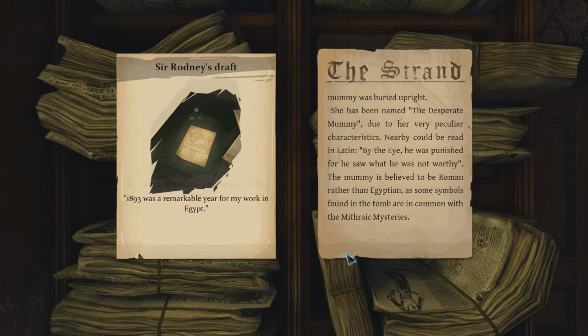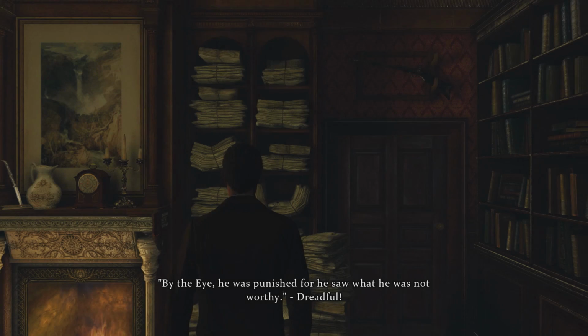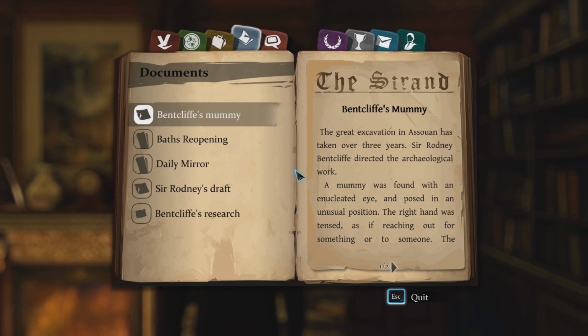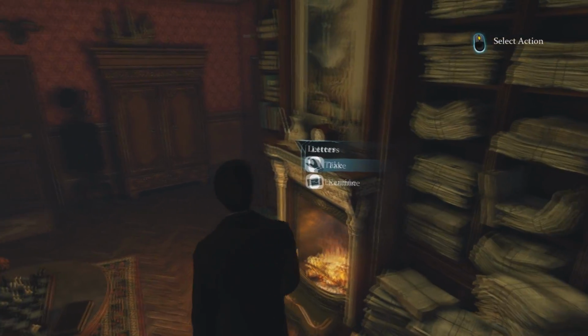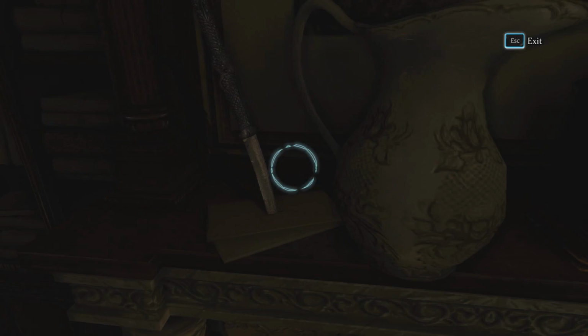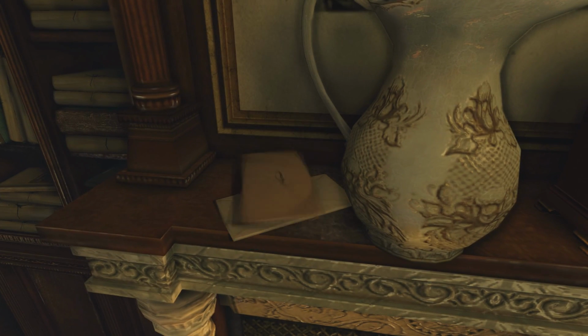Here it is. By the eye he was punished, for he saw that he was not worthy. Dreadful. Wow. Okay. Again, there's all these clues, but not really sure if any of them are significant. There's a letter here.